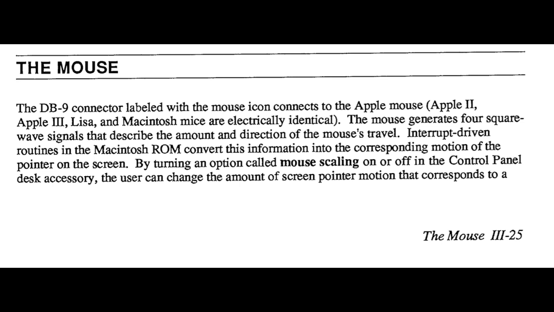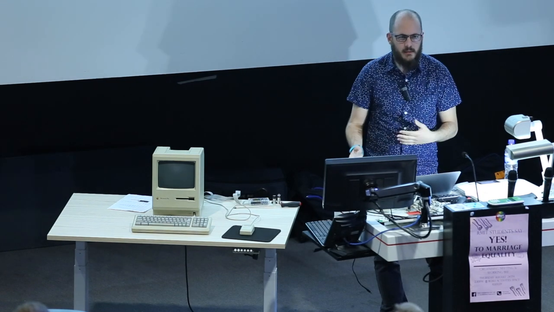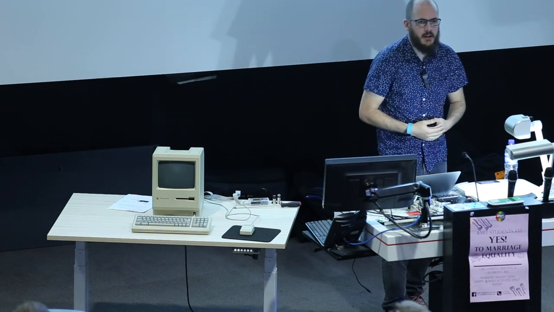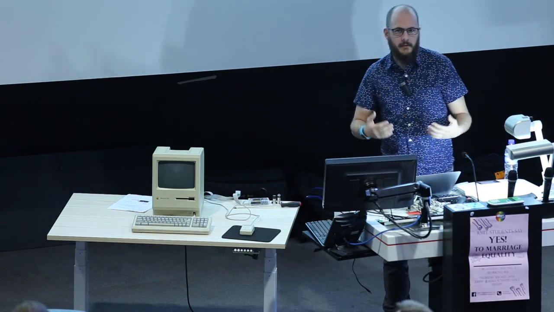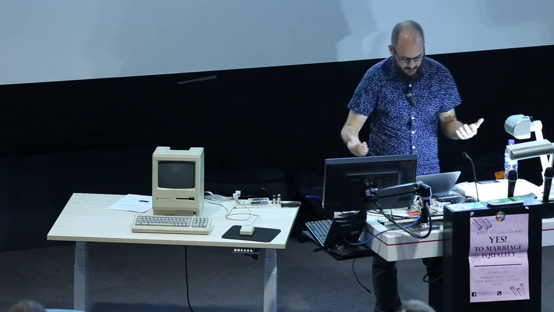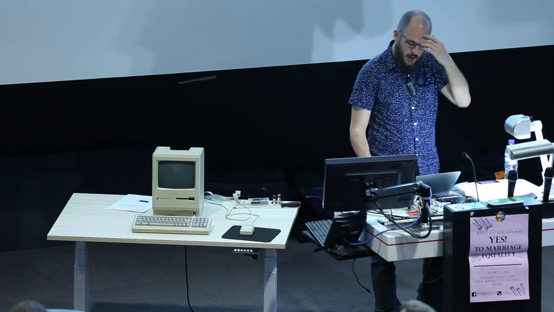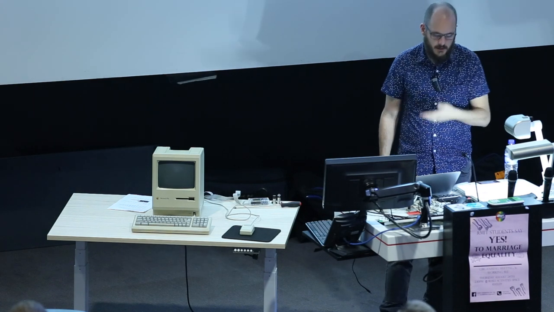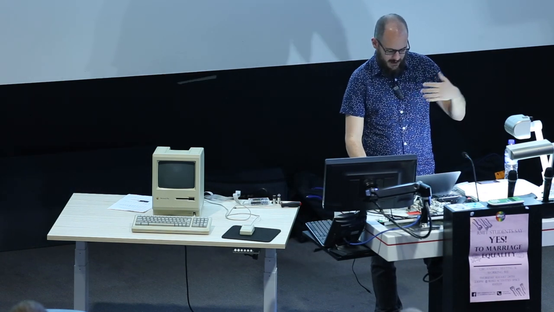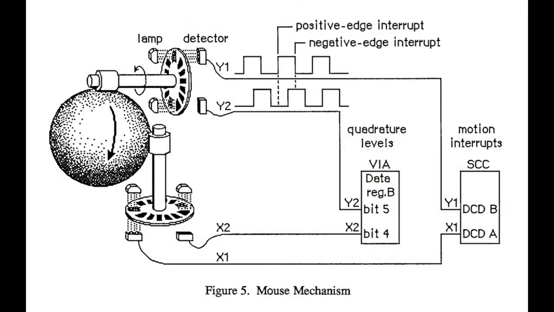Another little tidbit that I found was this from Volume 3, where it talks about the mouse. So this is technical documentation. It's not telling you what a mouse is. By this point, people have seen a Macintosh and kind of played with it and got the idea. But if you're a developer, you want to know, can I make a mouse myself? What signals does it send? If I need to debug the mouse, what do I do? The text here is not what I wish to point out, although it's useful to know that it's electrically identical to the Apple II, III mouse. If you're after a good example of some documentation, consider looking at the diagram.